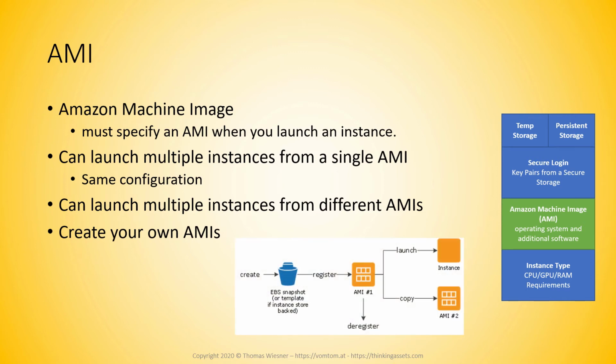So how that looks is you are creating your instance, and then you take an EBS snapshot. EBS stands for Elastic Block Storage. You take a snapshot, and you can register this as an AMI, and then you can launch instances from that AMI. It's like taking an image from your running computer.